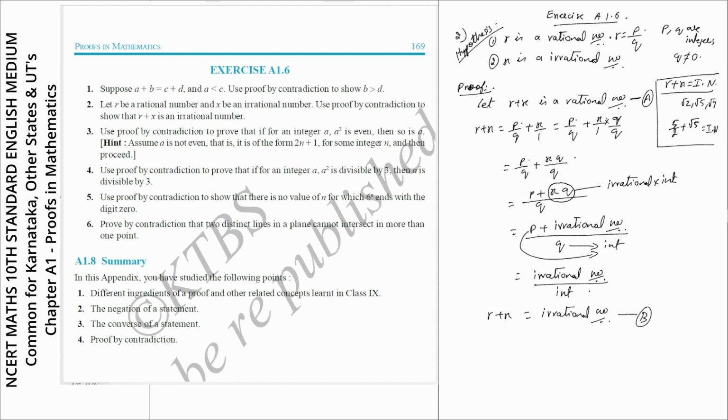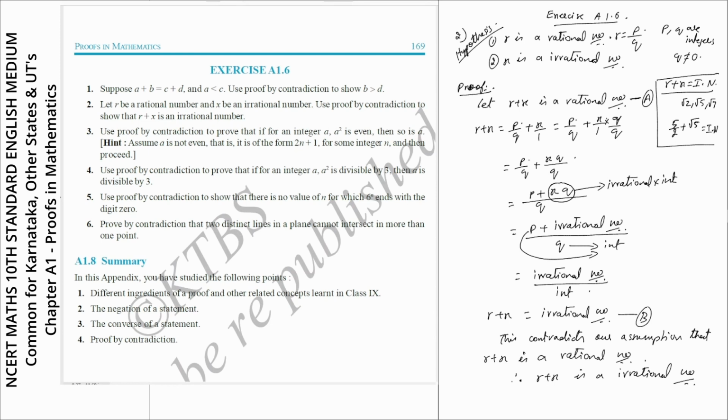Okay, this contradicts our assumption that r plus x is a rational number. Okay, therefore r plus x is an irrational number.